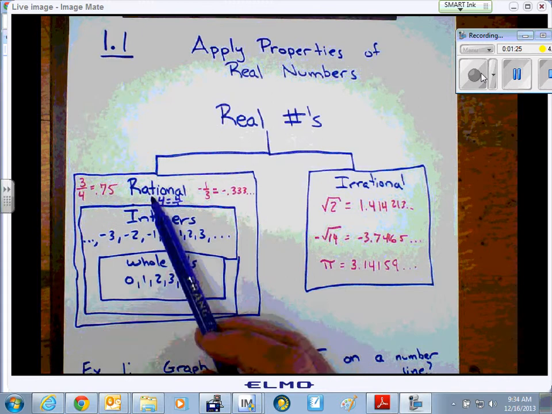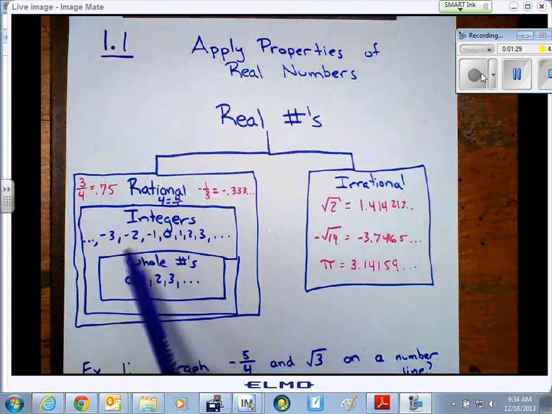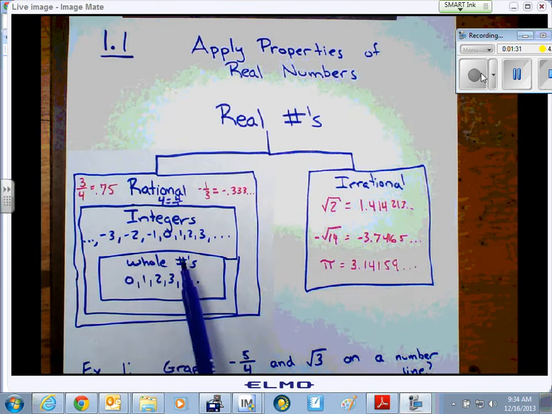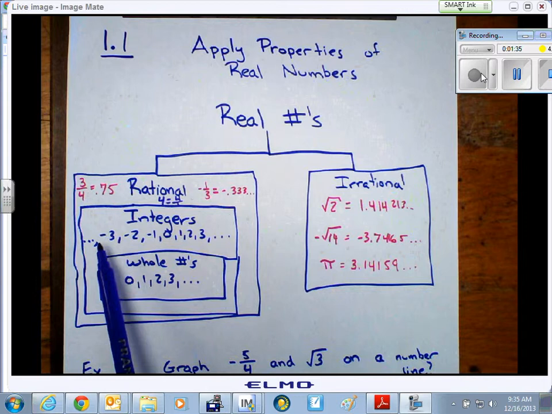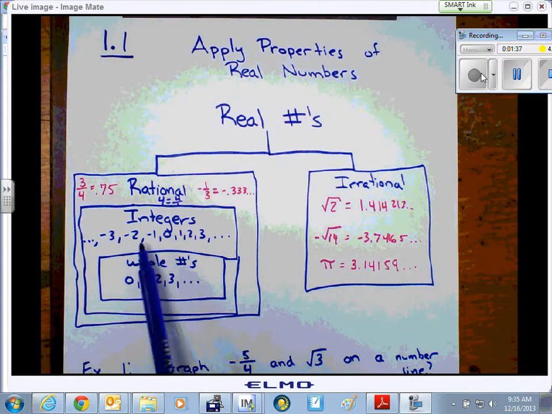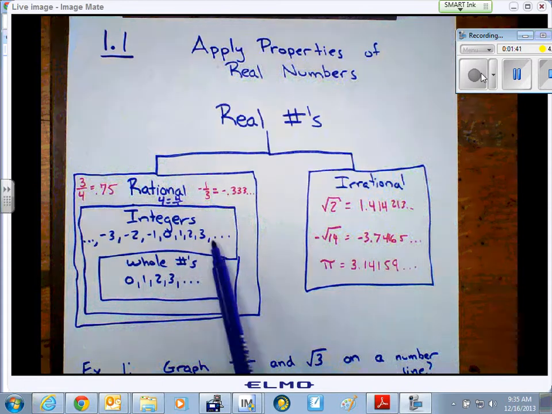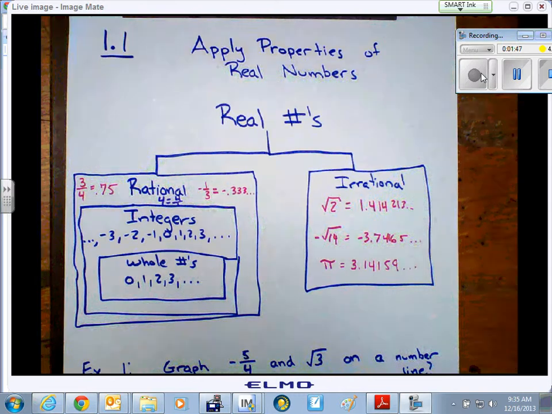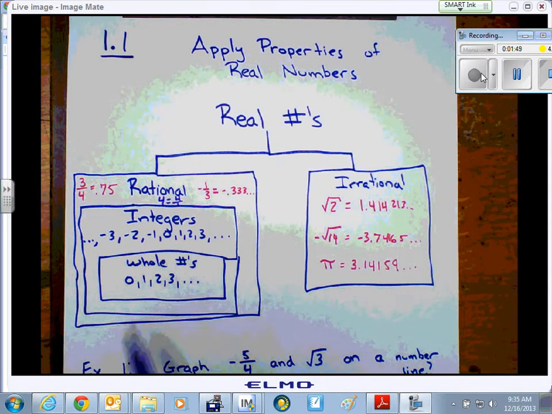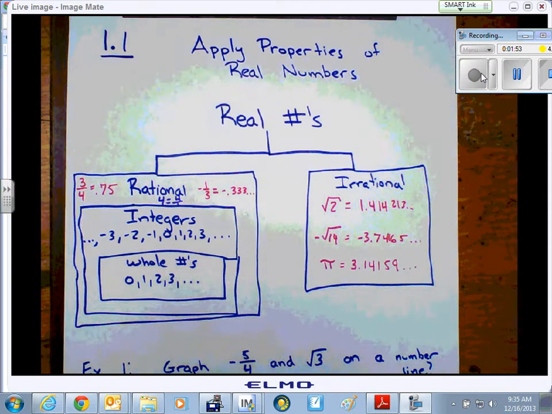And then below rational numbers, you have integers. Okay, integers are just your counting numbers and then the negatives of those counting numbers. So you've got everything to the left of -3, -2, -1, then you got 0, and then you got all the positive values, 1, 2, and 3. Those do not include any decimals or anything like that. And then you got your whole numbers, which are the positive integers, which are 0, 1, 2, and 3.